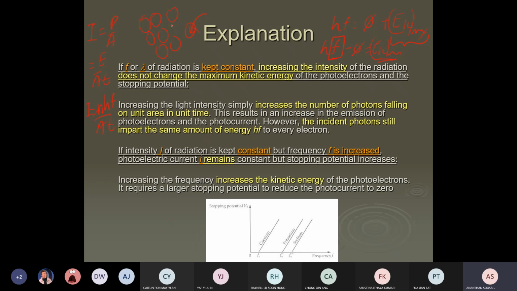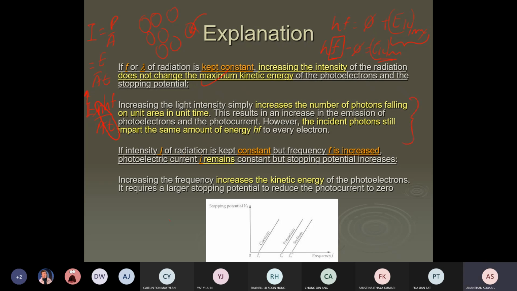So as long as the frequency is constant, intensity doesn't change the energy in one photon. It only changes the n over t. You raise the intensity, no change in frequency, n over t rises. What is n over t? Number of photons per second rises. Okay, that's the first idea. Hope you understand.